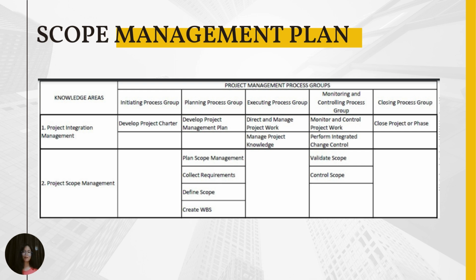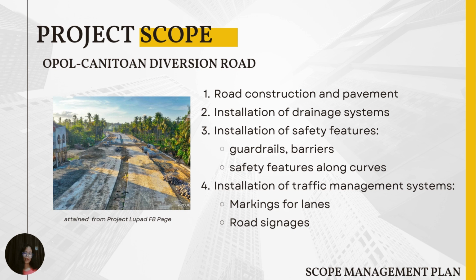And the scope management plan, our foundation for it is the project charter that we have developed from the past weeks. So to discuss further about our defined scope for the project, we listed down functionalities that are within the scope of the OPOL-CANITOAN Diversion Road. So first is the road construction and pavement, the installation of drainage systems, installation of safety features like guardrails and barriers, safety features along curves, as well as installation of traffic management systems, for example, the markings for lanes and road signages.